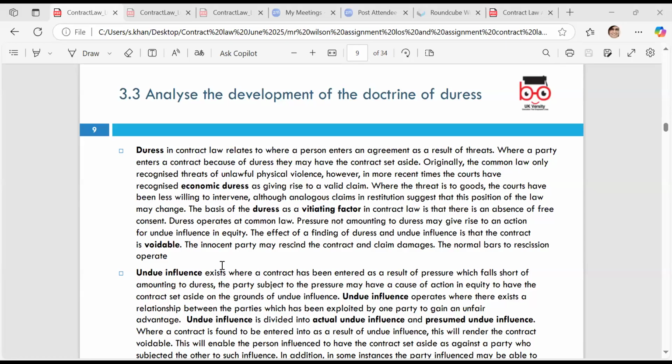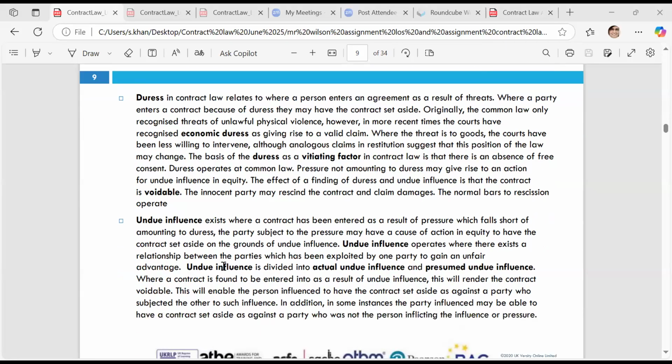Undue influence. It's a power trip, isn't it? Someone who has power over the other person. Could it be threatening to harm them if they don't sign something, like sign over their house to them? Yes.